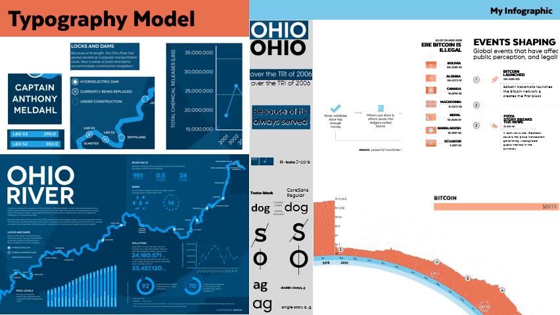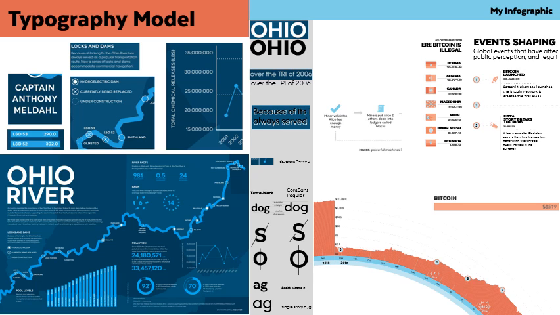Identity labels clarify what elements represent, and the Ohio River infographic does so by having identity labels next to certain dams. I have emulated this within my time display where I have identity labels next to certain events.